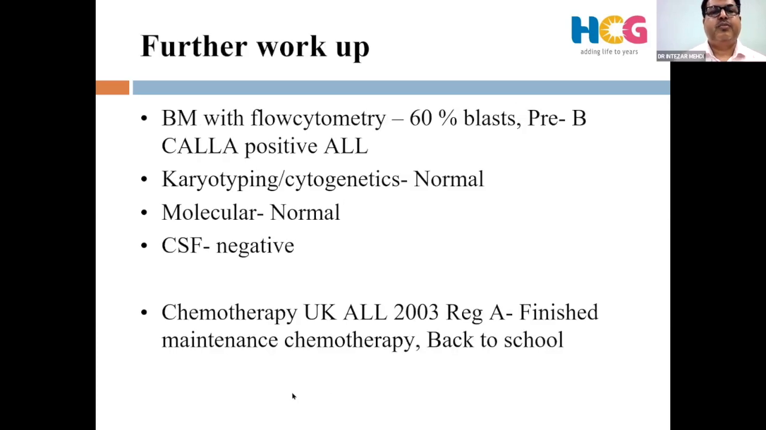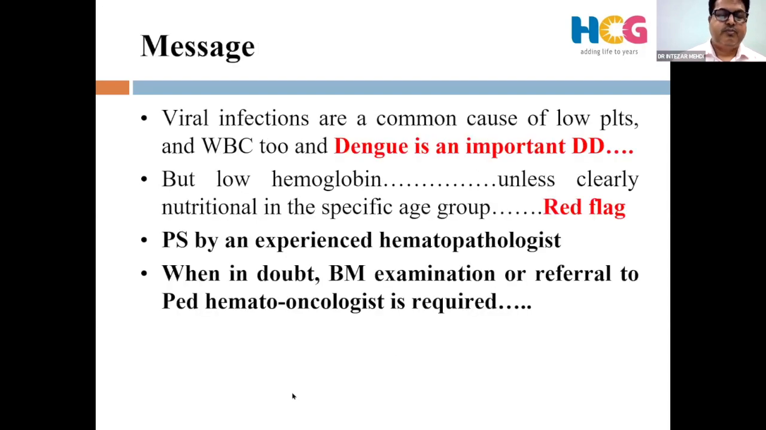Well, we went ahead and did a bone marrow examination with flow cytometry, and not to our surprise, because we always knew that this kind of presentation exists, it showed 60% blasts, precursor B-cell positive, ALL. So a simple, straightforward diagnosis on flow cytometry. Later we got the karyotype, cytogenetics and molecular reports, which were all normal. The child received chemotherapy as per the UKALL 2003 regimen A and did very well. She has finished maintenance chemotherapy, is off treatment now, back to school and doing well.